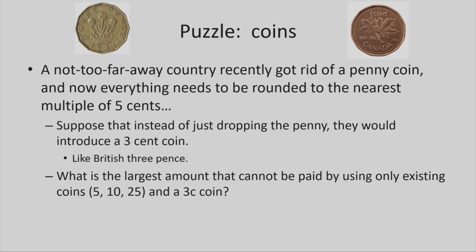But here's the question. In the UK, they have another coin. They have a 3p coin. Imagine that instead of getting rid of the penny, we would replace a penny with a 3-cent coin. Would it make it possible to get rid of that rounding up from 223 to 225? Or would we be able to pay the exact amount? And if so, when would we be able to do it?